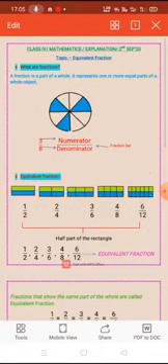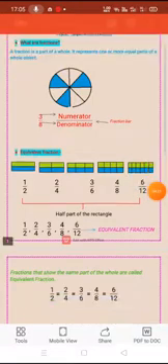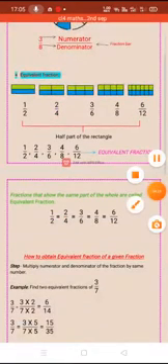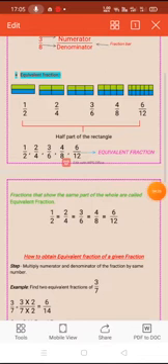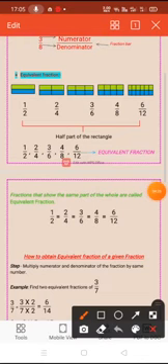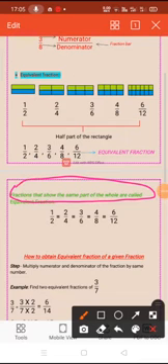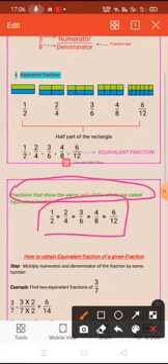So what are equivalent fractions? Equivalent fractions means when 2 or more fractions show the same part of a whole thing. These fractions are showing the same part of a whole object, so they are equal. I have written it this way: 1 by 2 equals 2 by 4 equals 3 by 6 equals 4 by 8 equals 6 by 12.